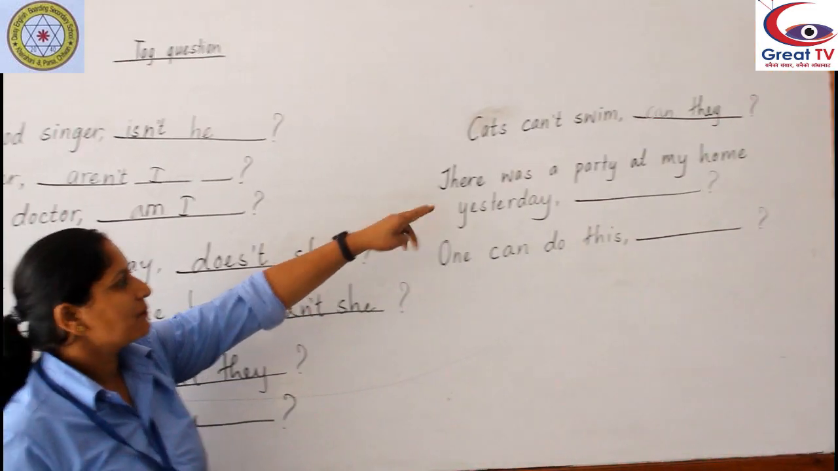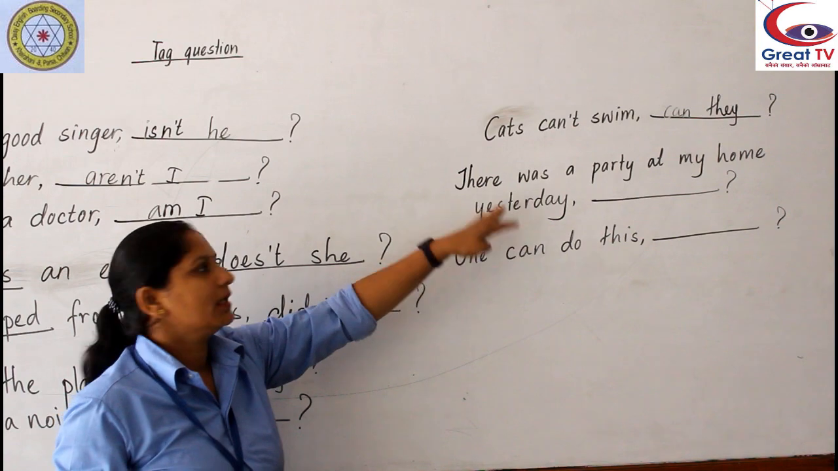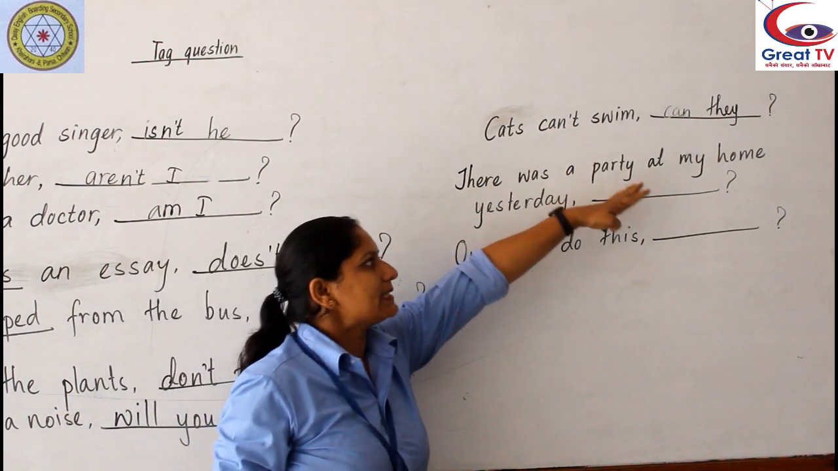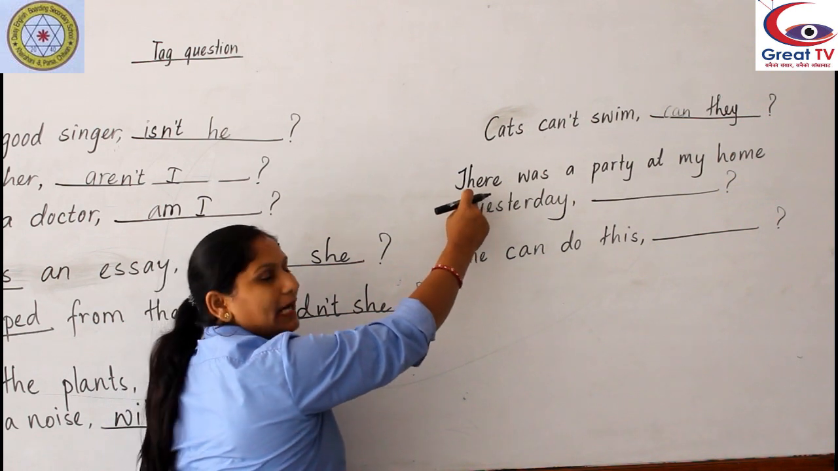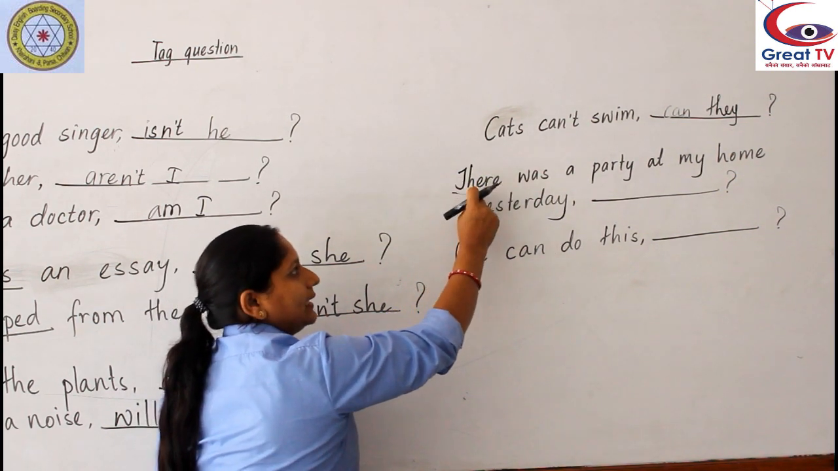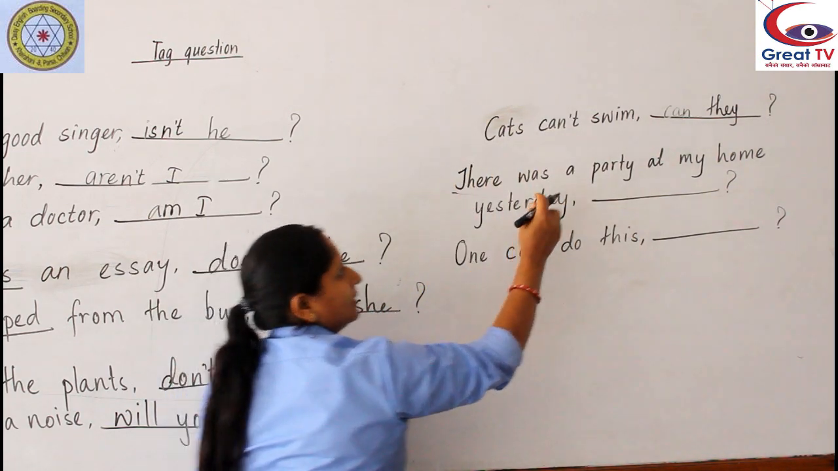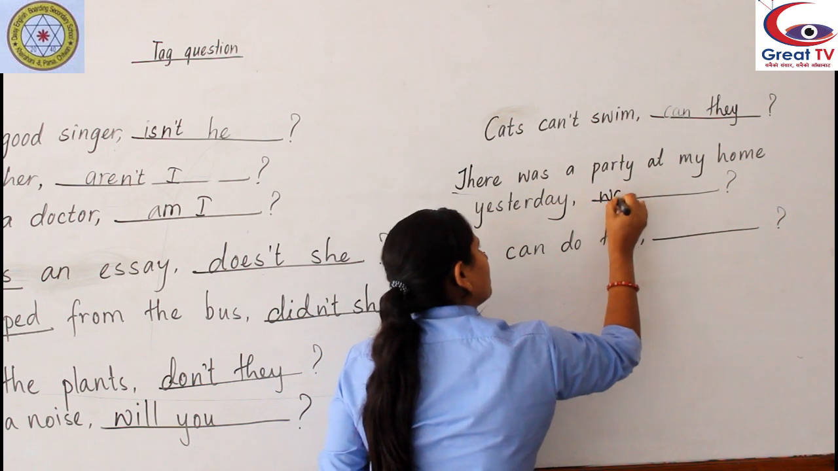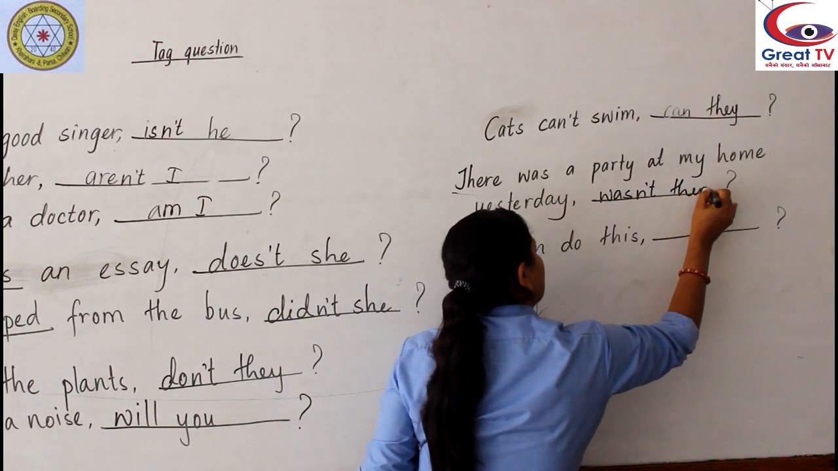The next one, there was a party at my home yesterday. Here, the subject is there, and while changing into pronoun, there remains there. Wasn't there?